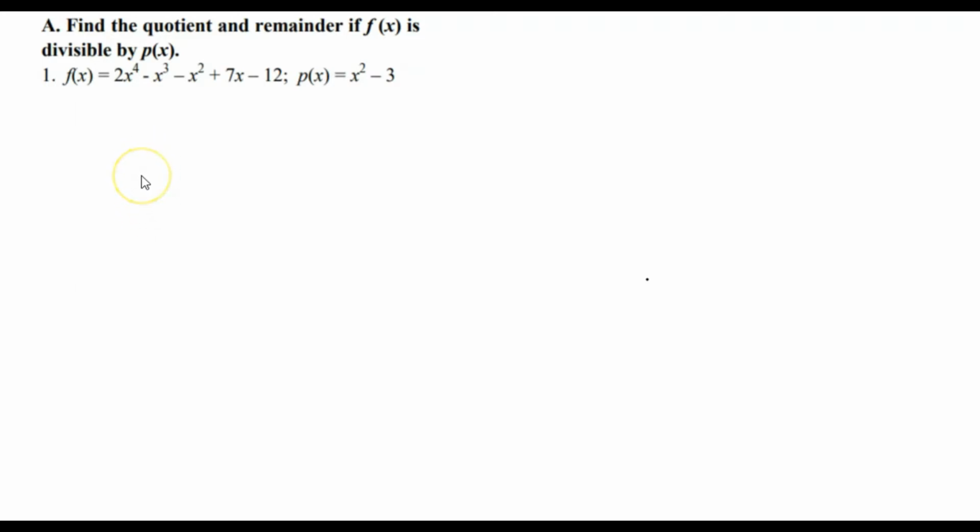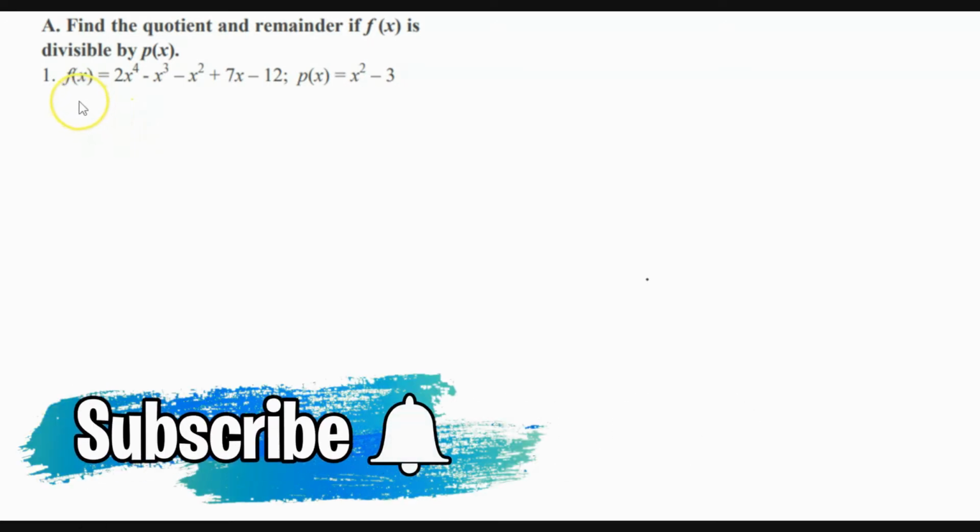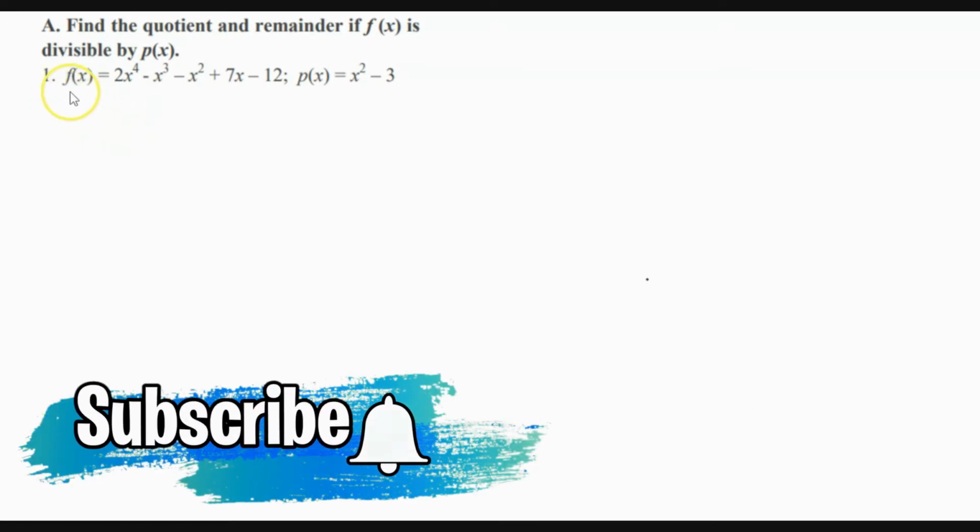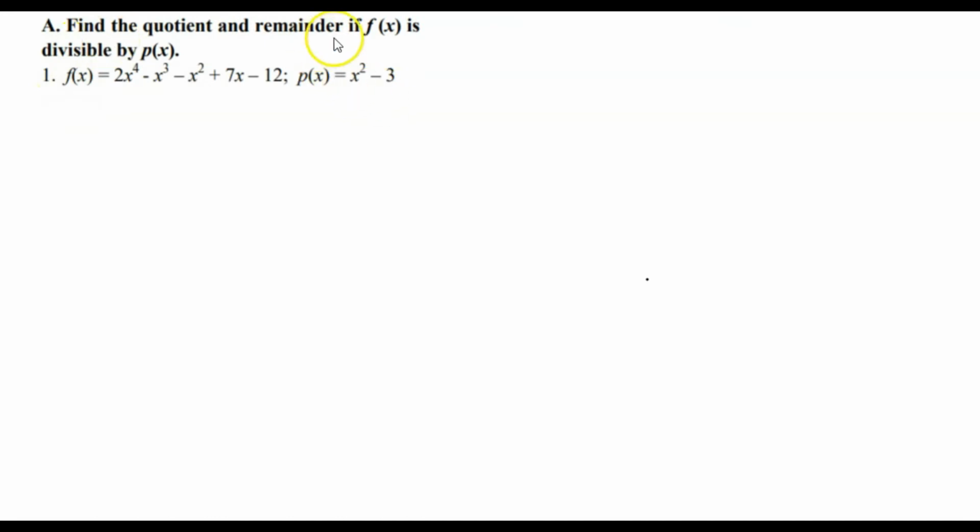In today's lesson, we are looking at how to divide two polynomial functions, getting the remainder as well as the quotient. In this video, we are going to use the long division approach. Now, our question for today includes number 1, which is find the quotient and remainder if f of x is divisible by p of x. f of x is equal to 2x power 4 minus x cubed minus x squared plus 7x minus 12. And the divisor p of x is equal to x squared minus 3.